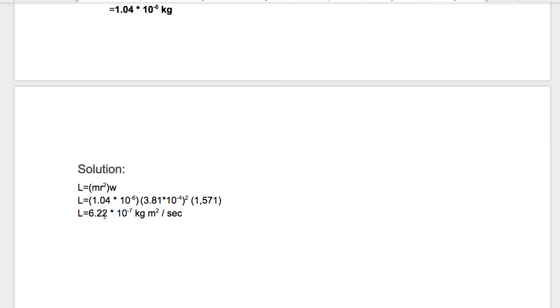So for our final solution, we plug each of our terms in, and our angular momentum happens to be 6.22 times 10 to the negative 7th power kilogram meters squared per second.